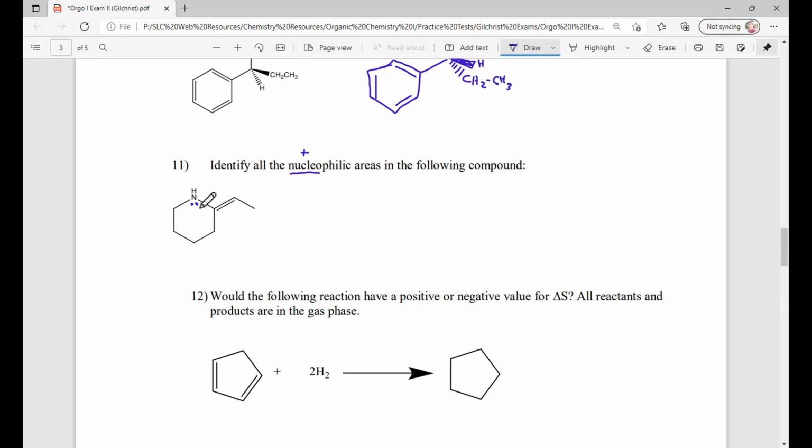Likewise, because of resonance, keep in mind that anytime you have a lone pair that's next to a double bond, you can have resonance. In the resonance structure, this nitrogen could donate its electrons and form a double bond here, which would break the double bond here and send those electrons up here. So this would be a negative area, and that causes this to be positive. So this could also be considered a nucleophilic area.